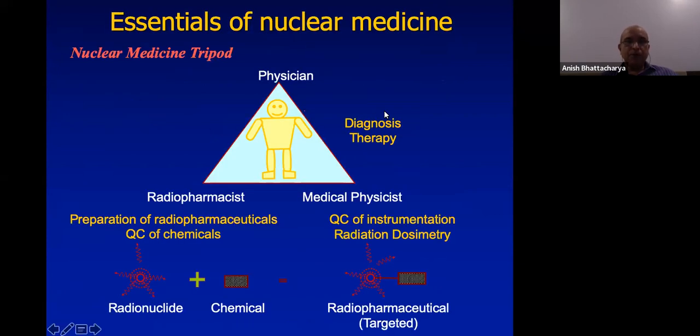So nuclear medicine essentially has three components. One is the physician, that's people like me, who do the reporting and who decide what investigation to do and how to do it. You have the radiopharmacist who prepares the radiopharmaceuticals, that is the radionuclides, which are bound to the chemicals or amino acids or molecules or cells or whatever to form the radiopharmaceutical, and the medical physicist who carries out the quality control of the instrumentation and takes care of the radiation exposure, the radiation dosimetry.